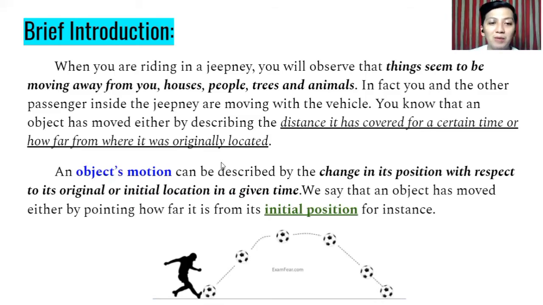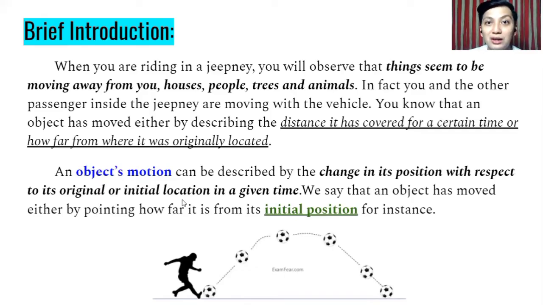Okay, so an object's motion can be described by the change in its position with respect to its original or initial location in a given time. So yung initial location, ito yung point of reference. Kung sinabi natin point of reference, yung starting point. Kumbaga kung meron kayong marathon, kung merong racing ng car, okay, ang starting point, yun ang point of reference or initial location.